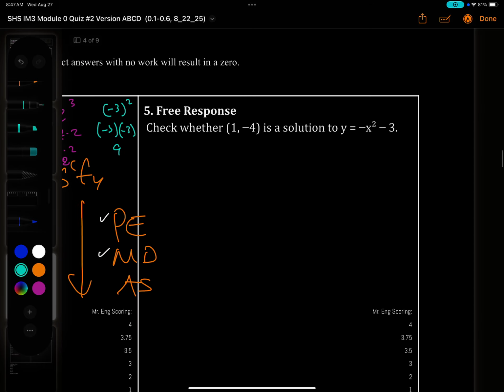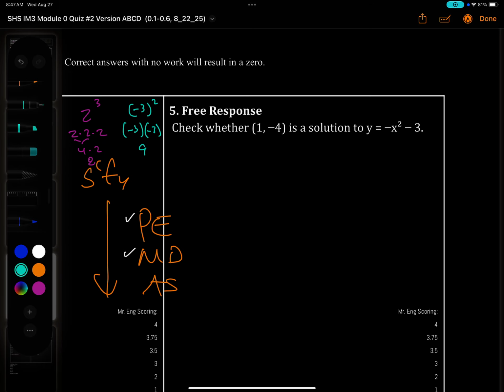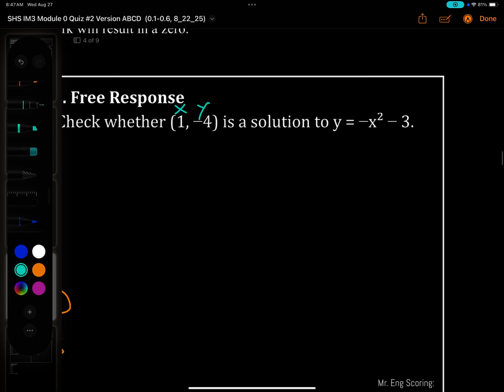Okay, number 5. I have X, I have Y. So that means I'm going to put those values in for each. So if Y is -4, then I'm putting it over here, -4. Okay, I have this minus sign, so just put that. And now my X value is 1. So let's go ahead and put a 1 in there.